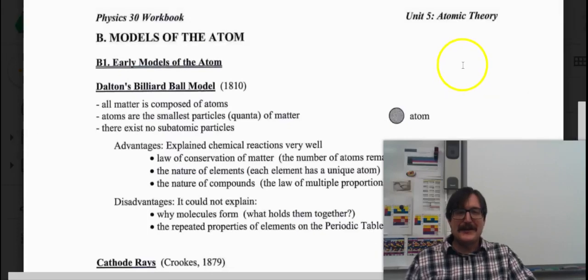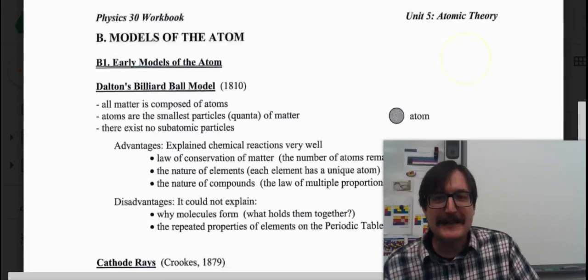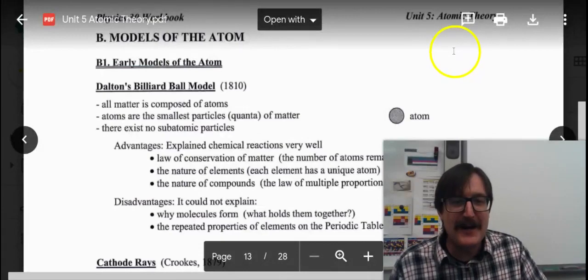Hi, Physics 30s, Mr. Thompson here. All right, we're looking today at the models of the atom. We're on Unit 5 on atomic theory.